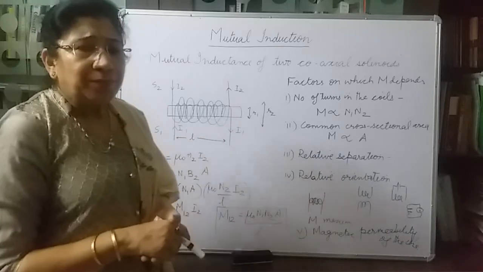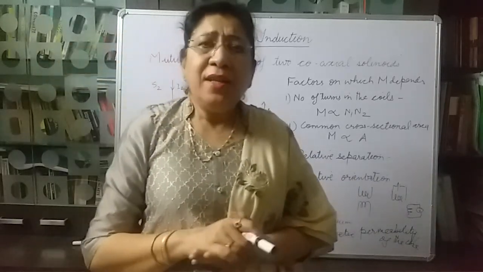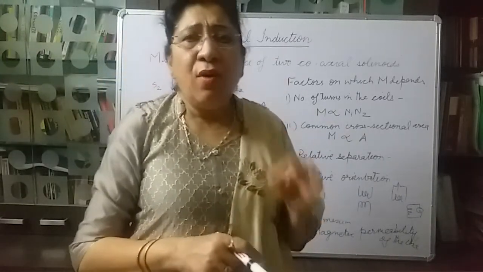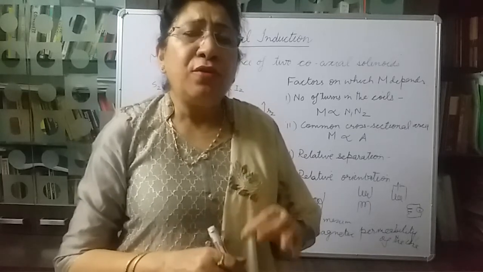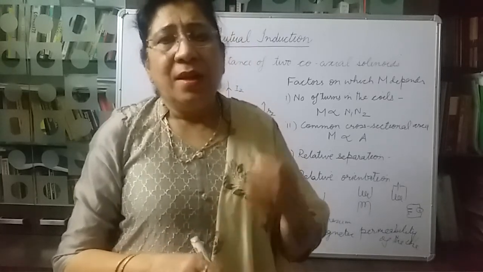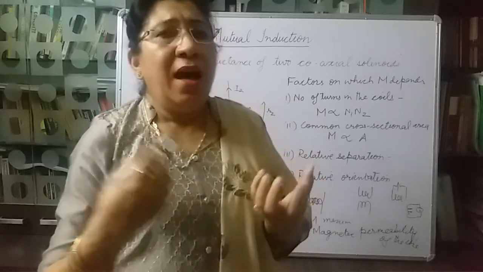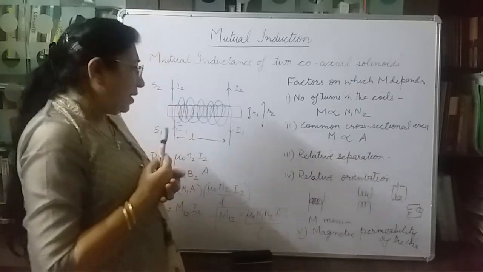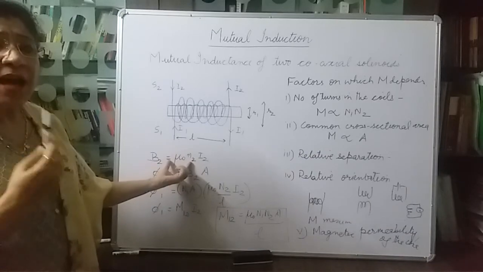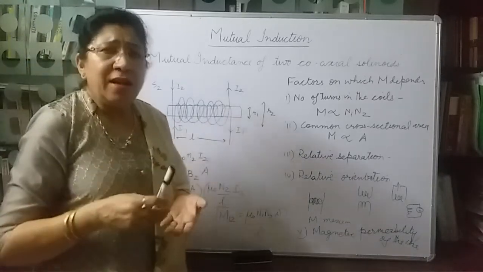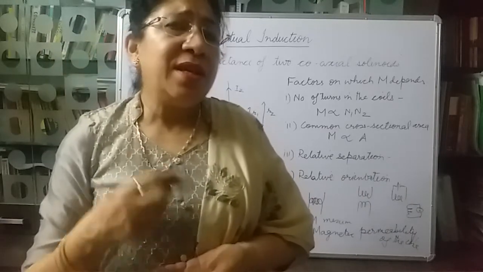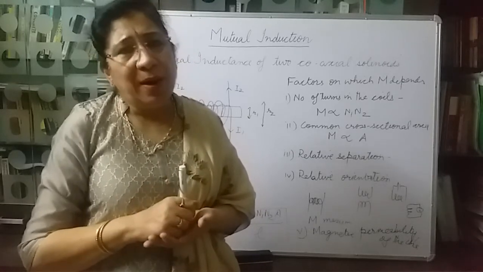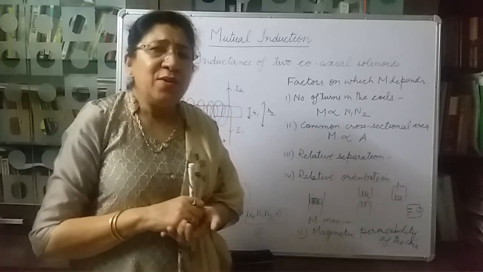That is all for today. I would ask you to find the mutual inductance. Here we have found the mutual inductance of two coaxial solenoids. I want you to find the mutual inductance of two coaxial circular coils, and there you will use the magnetic field of a circular current carrying coil. The magnetic field associated with a circular current carrying coil, if you remember, is B equals mu naught I upon 2R. So you will find that yourself and then submit it to me.